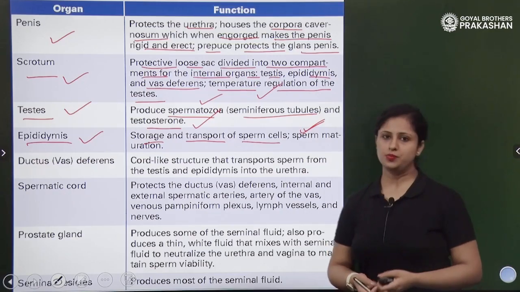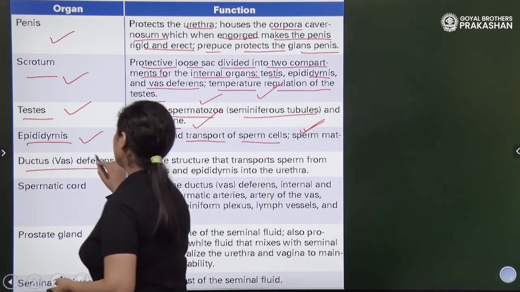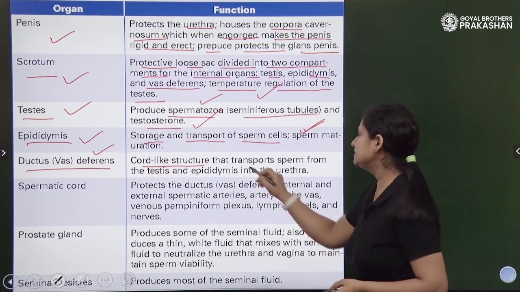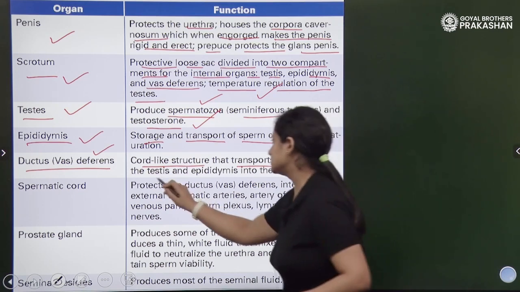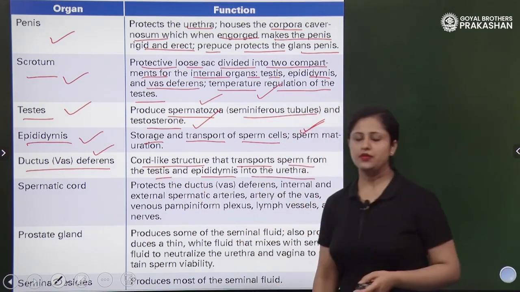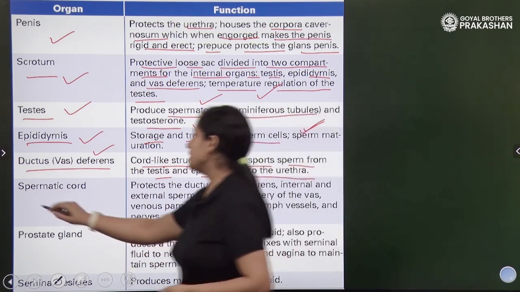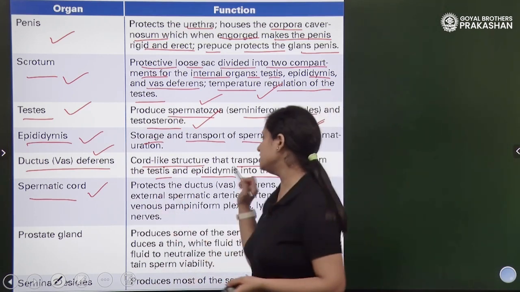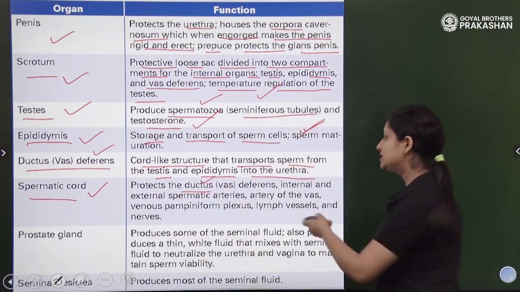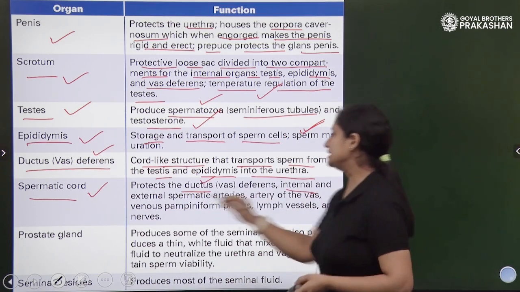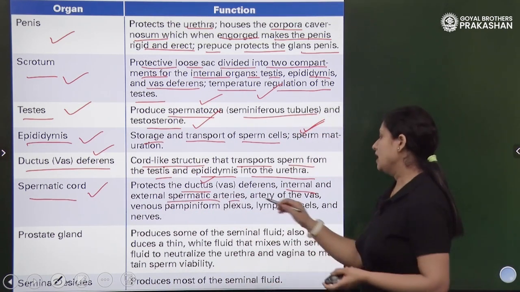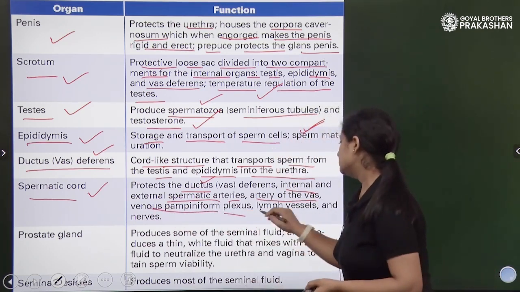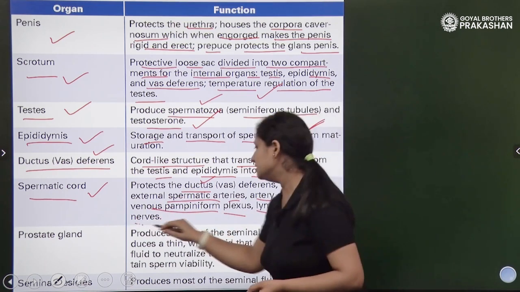Now come to another part, that is vas deferens or ductus. So it is a cord-like structure that transports sperm from the testes and epididymis into urethra. Now come to another part, that is spermatic cord. So spermatic cord basically provides protection to the ductus or vas deferens. Internal and external spermatic arteries, artery of the vas, venous pampiniform plexus, lymph vessels and nerves.